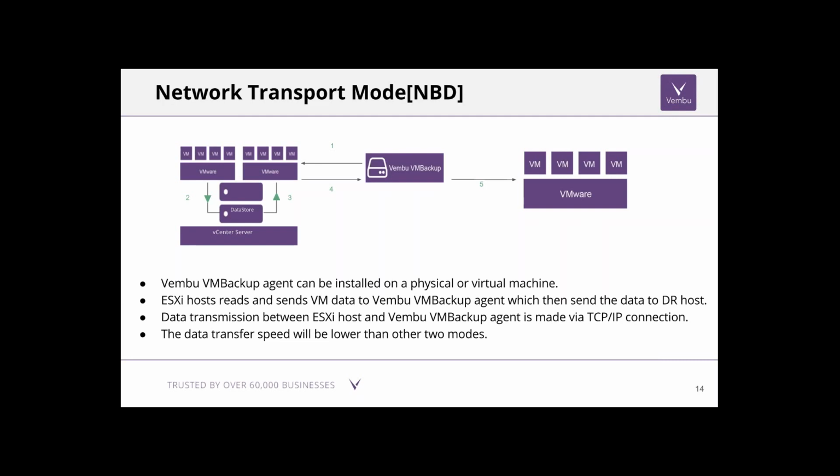So the final one is network transport mode, which is commonly known as NBD. The Vembu VM backup agent will first of all check the environment for SAN transport mode. If the SAN transport mode is not available, it will switch over to hot add transport mode. If the environment is not apt for hot add mode also, it will switch over to the network transport mode, and mainly it is a LAN transport mode. The basic transport mode is NBD. So it will directly read the data from the ESXi host, and transfer the data to the target host through the LAN. So compared to the other two modes, it will be a bit slower, but it will be a consistent one.